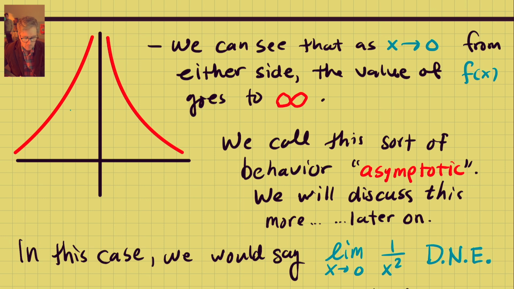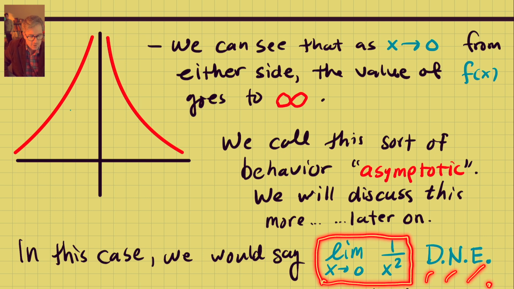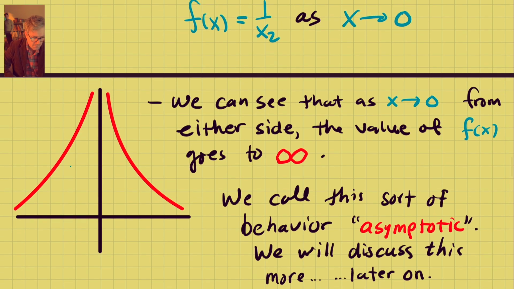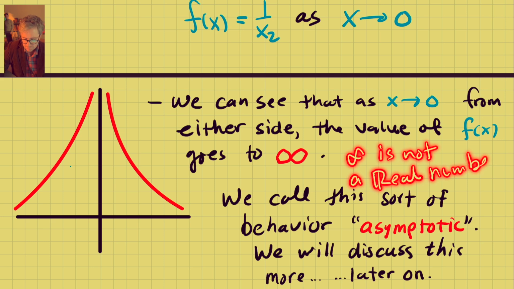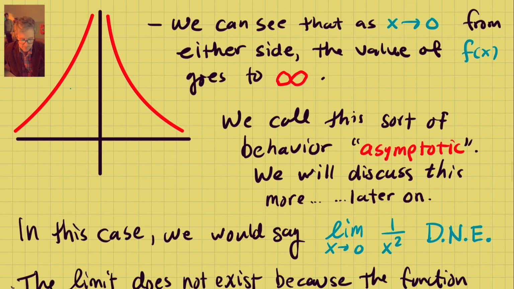But in this case, what we would end up saying is that the limit as x approaches 0 of 1 over x squared does not exist. Now you may look at this and say, well, wait a second. They both approach the same number, don't they? Don't they both approach infinity? Correct, they do. They both grow without bound as we get closer and closer to 0 from both sides. But the problem here is that infinity is not considered a real number. So infinity is not a real number. And for that reason, we say the limit doesn't exist.